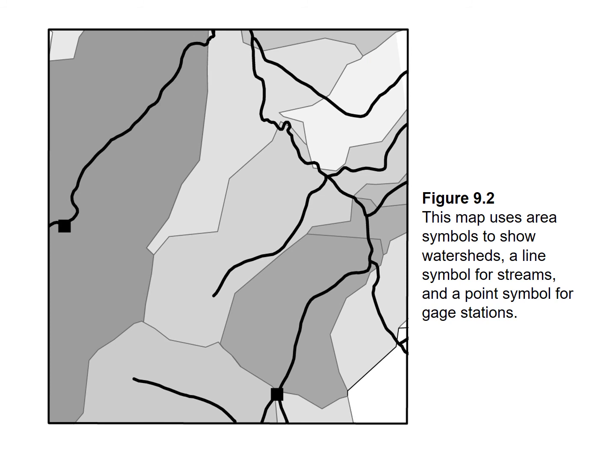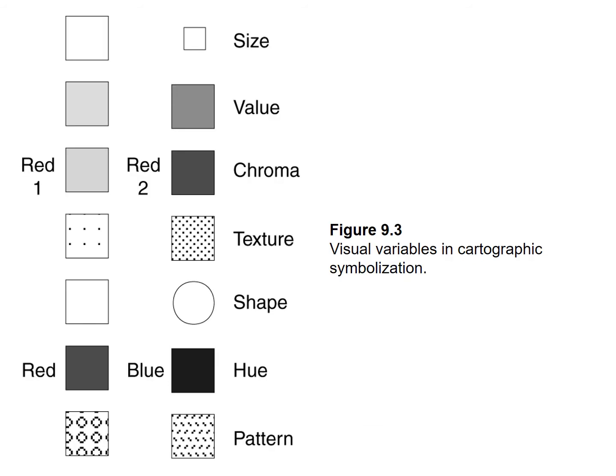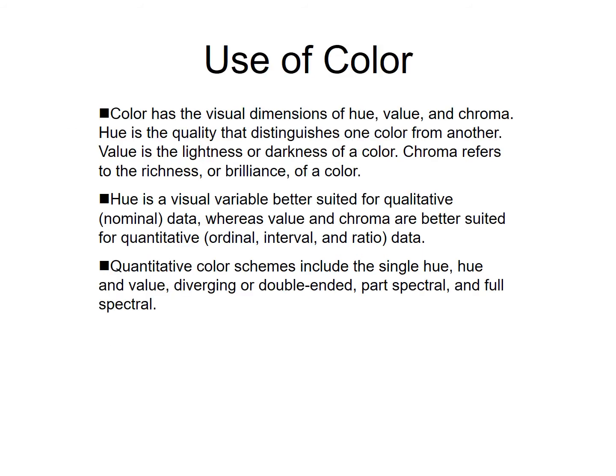So here's an example where we have streams that are black, we have watersheds that are shades of gray. We can represent things different ways cartographically by, for example, using different color shades, different size boxes. We can use the same color but use different variations of it. We can use textures, we can use shapes, we can use patterns. The problem with color is that sometimes people are colorblind, and that sometimes we design things in color and they're displayed or printed in black and white.